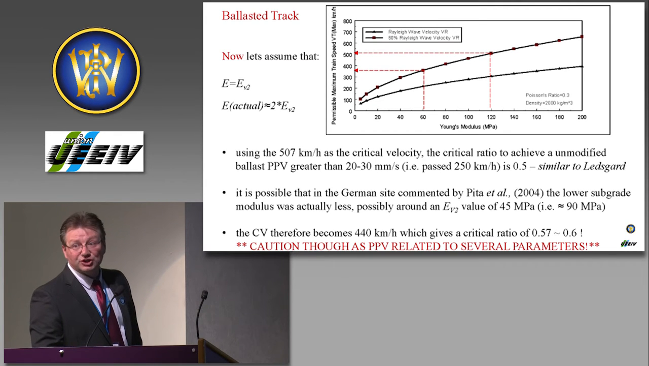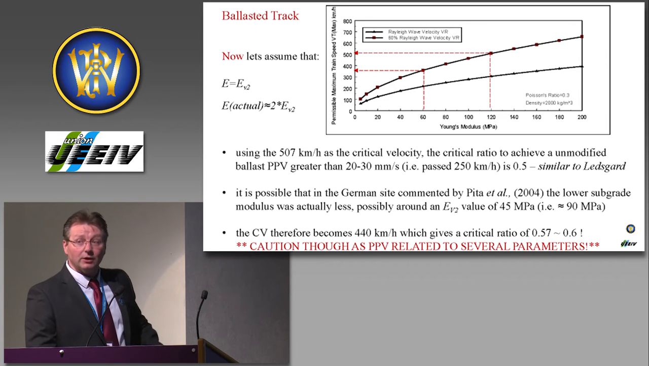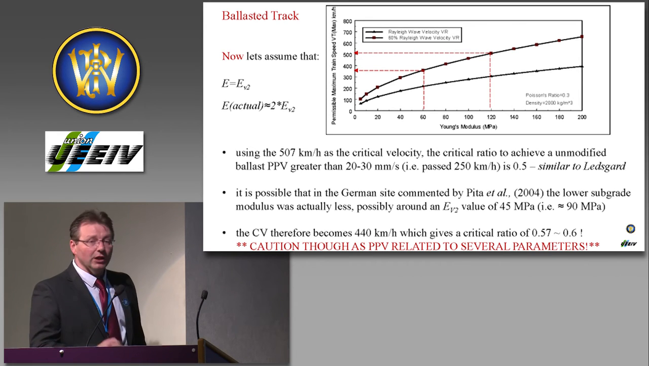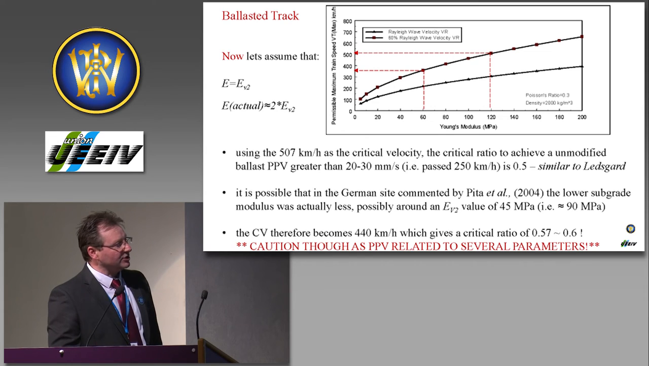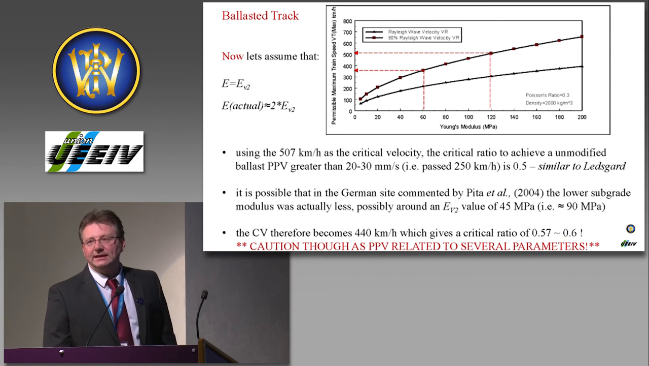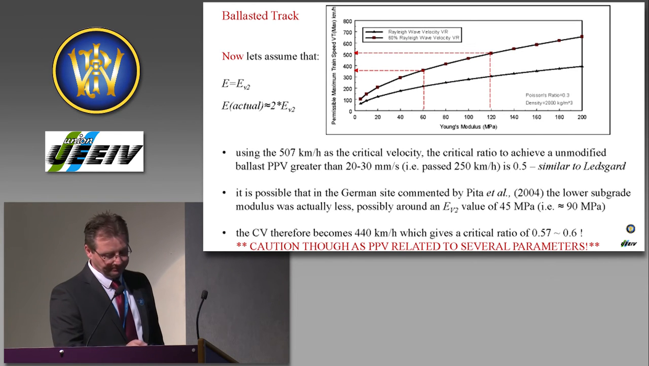If we compute it for the German standard, it tells us that once we get to 250, we're at 0.5 of the critical speed. But it's possible that on the German site, quoted by Pitter, the lower subgrade was not 60, it was actually 45, and I think it was more likely to be 45, which means that we're actually at 0.6. So it's telling us for the German standard, once the critical ratio had exceeded 0.6, then we were likely to exceed the 20 to 30 millimeters per second on that peak particle velocity.